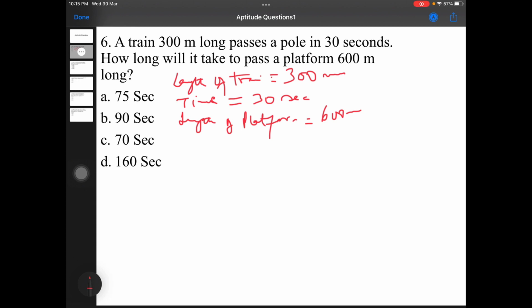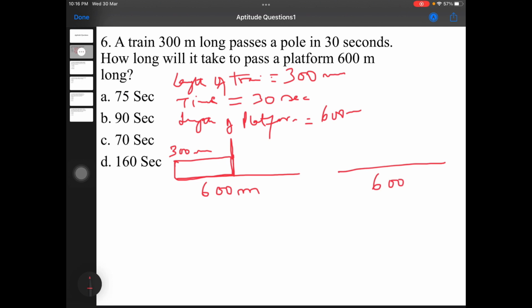So here we have to take two scenarios. Imagine this is the platform of 600 meters long, and suppose here is the pole, and this is a train. The length of this train is 300 meters. And this is our second scenario. This is the platform of 600 meters, and this is the pole, and this is a train of 300 meters long. Here the train is moving in this direction.